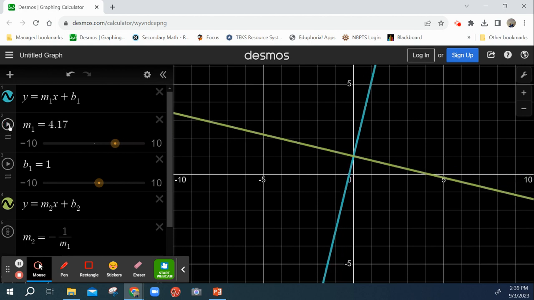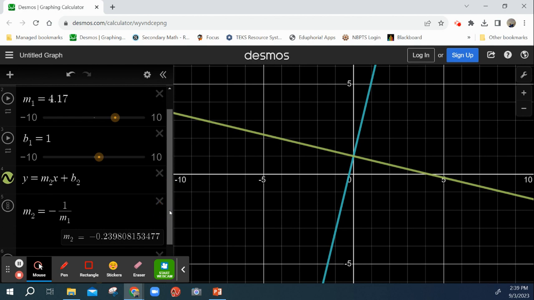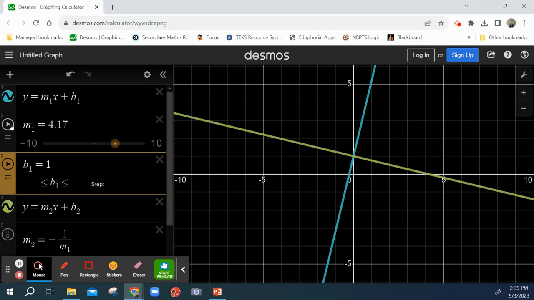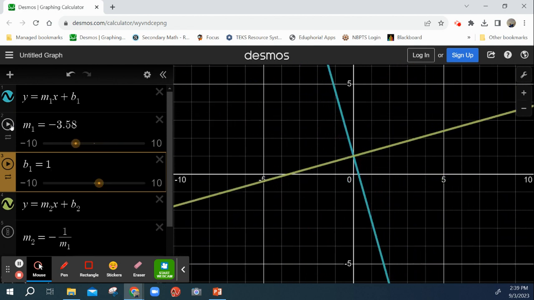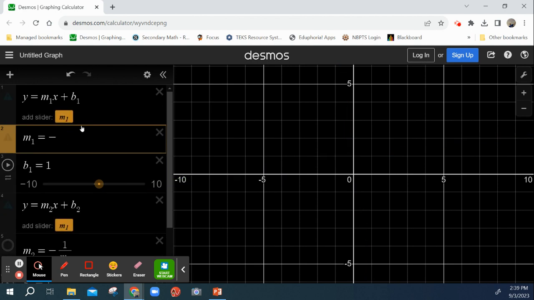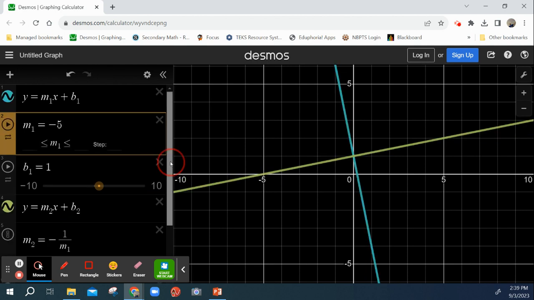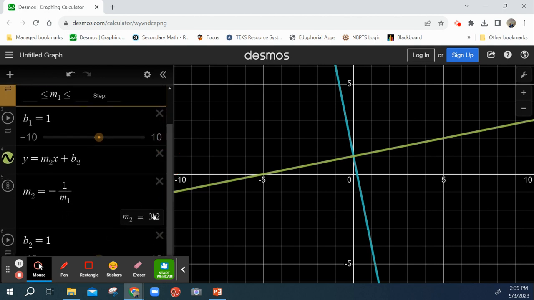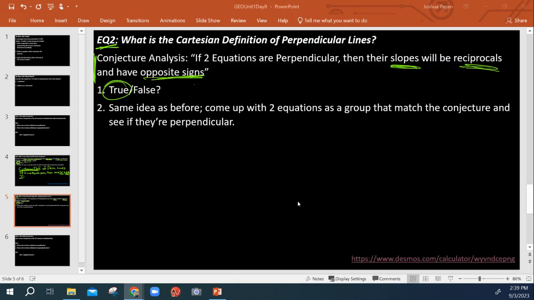So anytime that I change into whatever it is I need to change into, we see we have opposite signs and reciprocals, right? And it's going to be pretty tough to see that when we're using decimals. So, for example, if I go ahead and put, let's say, -5, perpendicular to that is going to be positive 1/5, which is positive 0.2. Okay, and we can see that that works here, right? So that gives us our Cartesian definition of perpendicular lines.